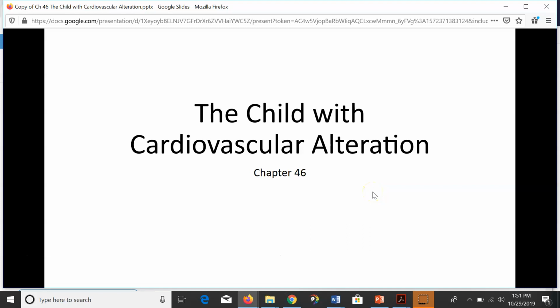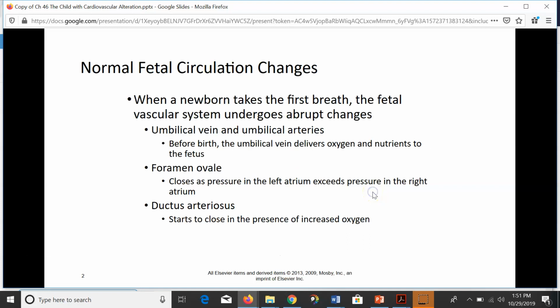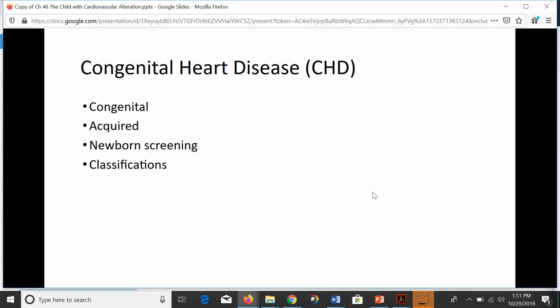Chapter 46, The Child with Cardiovascular Alteration. Remember, once that infant takes their first breath, the body changes over from fetal circulation to our circulation. Changes that may take place are listed on that screen. Please refer back to the videos on Moodle from earlier in the semester if you need to refresh on this.